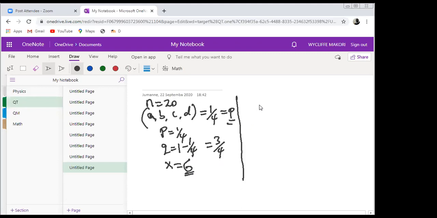The solution should be n factorial, which is actually 20 factorial, over x factorial, which is 6 factorial, times (20 minus 6) factorial. Then we multiply by a quarter to the power x, which is the same as 0.25 to the power 6, times 3/4, which is the same as 0.75 to the power n minus x, which is 20 minus 6, which is actually 14. Go ahead and work out that.